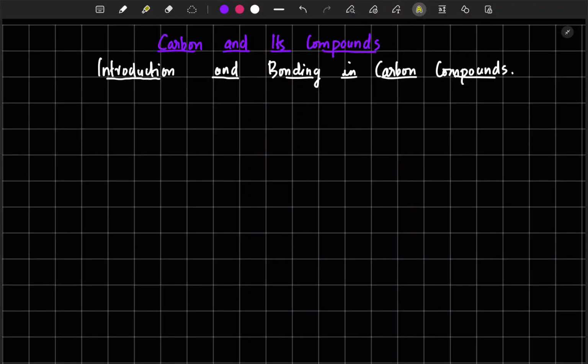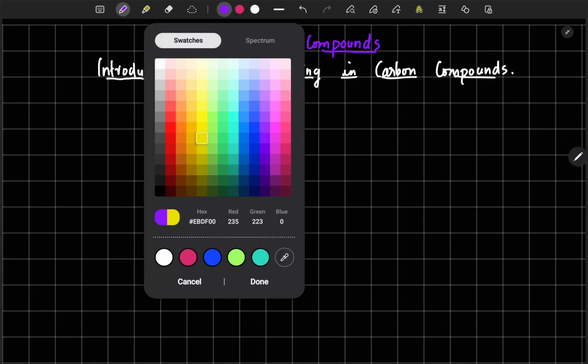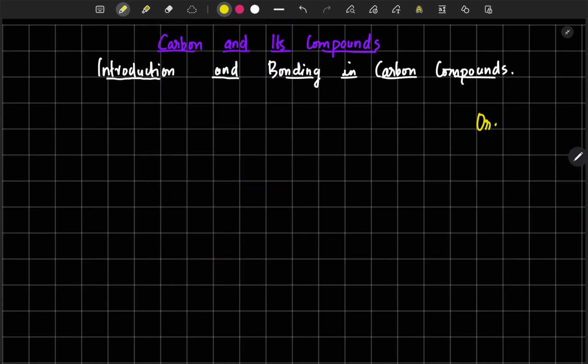Hi everyone. So in this video we are going to see about the introduction and bonding in carbon compounds. This chapter is the fourth chapter in CBSE grade 10th, carbon and its compounds. It's an easy chapter and this is actually an introduction to organic chemistry. Organic chemistry you will study in detail in your 11th grade. This chapter is an introduction to organic chemistry, because organic chemistry means what?